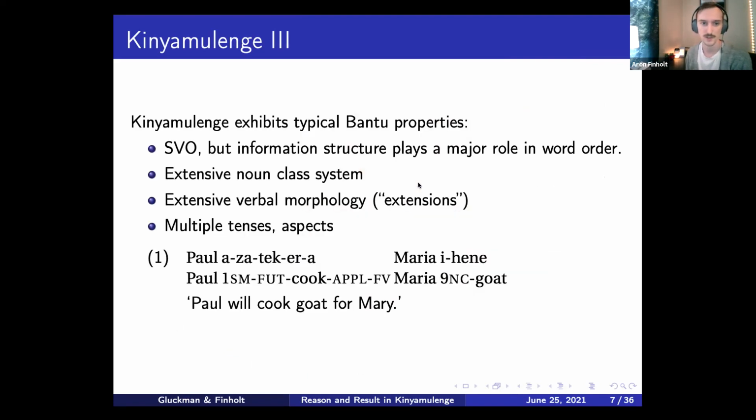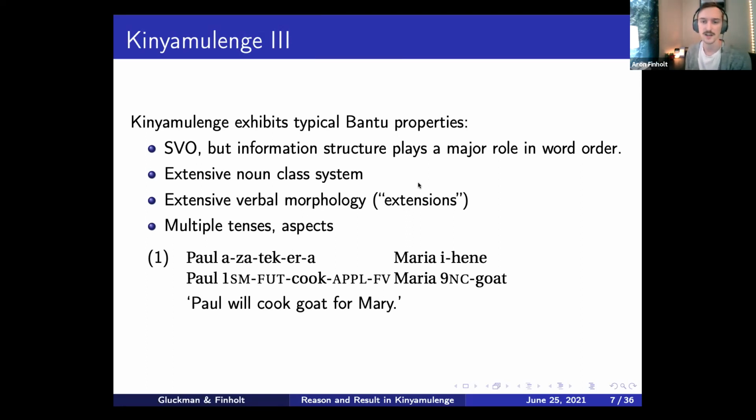So turning now to the linguistic properties of Kinyamulenge, it can be said that Kinyamulenge is a typical Bantu language, right? And as such, exhibits a base word order of SVO, though the surface word order can vary based on information structure, right? In addition, Kinyamulenge also exhibits an extensive noun class system in addition to extensive verbal morphology in the form of extensions, right? Both of which are typical of Bantu languages.